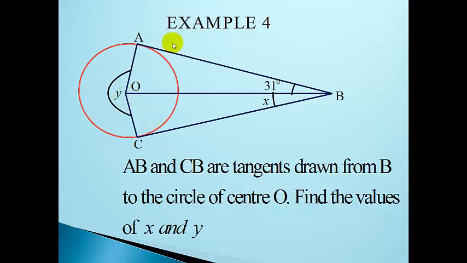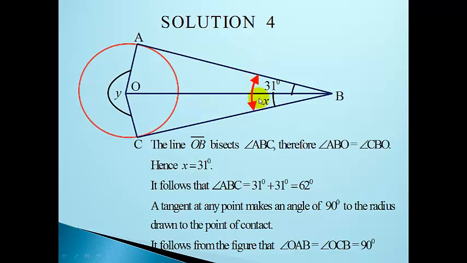Now let's look at the solution to this problem. From the question, we are given this diagram. We are supposed to solve for the values of x and y. We are told that AB is a tangent and BC is also a tangent drawn from B to the circle with center O.